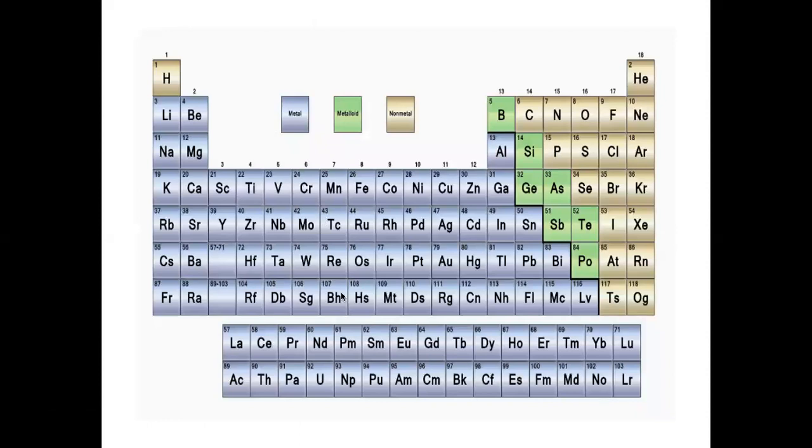So we're going to look at the periodic table here. All the metals are shown here in the blue. We have these metalloids here in the green, and we have our nonmetals here in this beige color. And with the exception of hydrogen, most of the nonmetals are on the right side of the periodic table, and most of the metals are here on our left side.